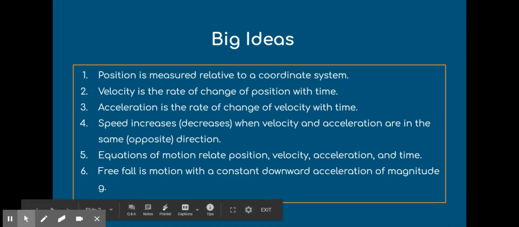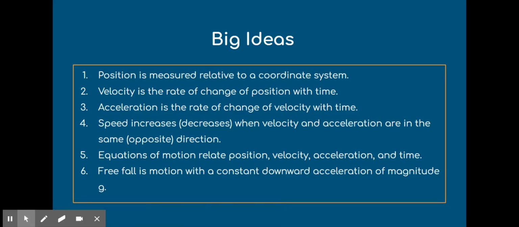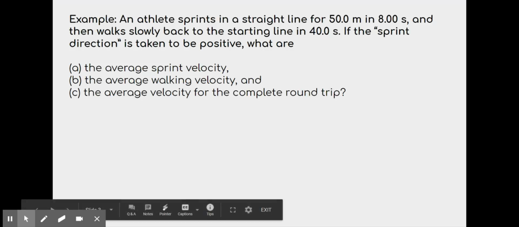Here is just a reminder of the big ideas from chapter 2. And today we're going to be working several problems involving the big ideas. We will start with something simple at first.